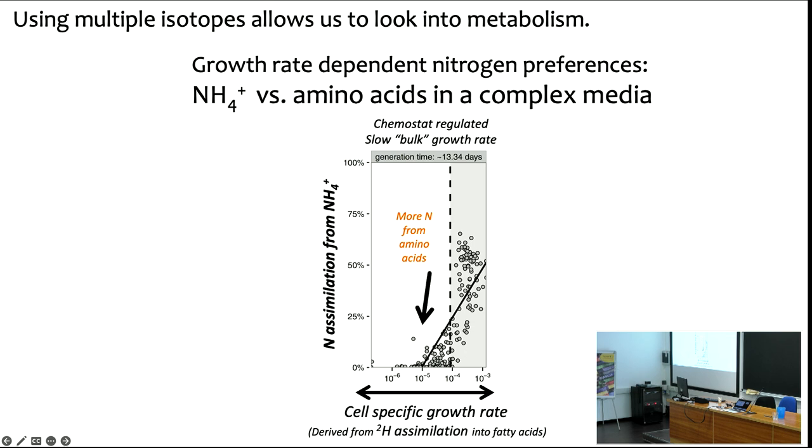As the cells grow faster and faster, it looks like they start to derive more of their biosynthetically required nitrogen from the label from ammonium. So it seems like there's some nutrient preference and it's growth rate dependent.